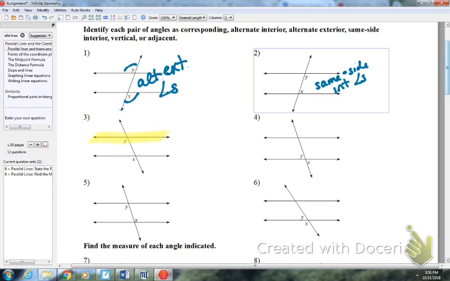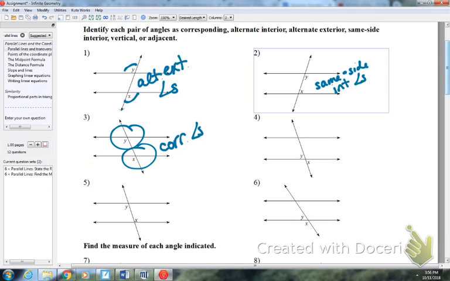Okay, moving on. Number 3. Looking at the two parallel lines again, we've got one interior, which is Y, and one exterior, which is X. So they can't be alternate interior. They can't be same side interior because they're one of each. But if you look at this top group of 4, Y is in the bottom left. If you look at the bottom group of 4, X is in the bottom left. If they're in the same position, remember we call them corresponding angles. So number 3 is an example of corresponding.